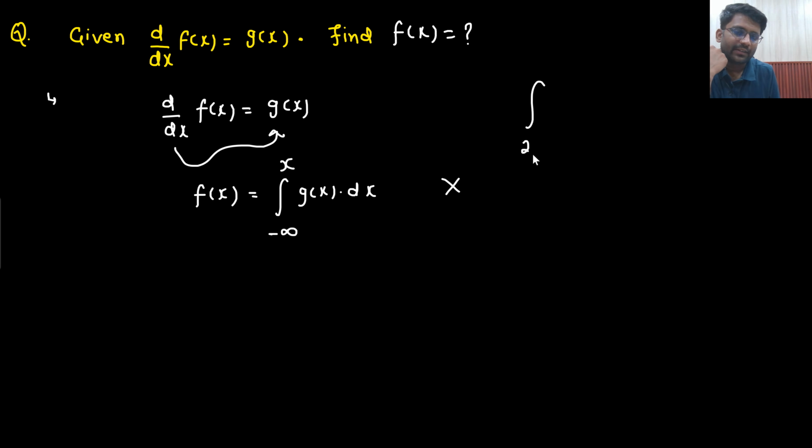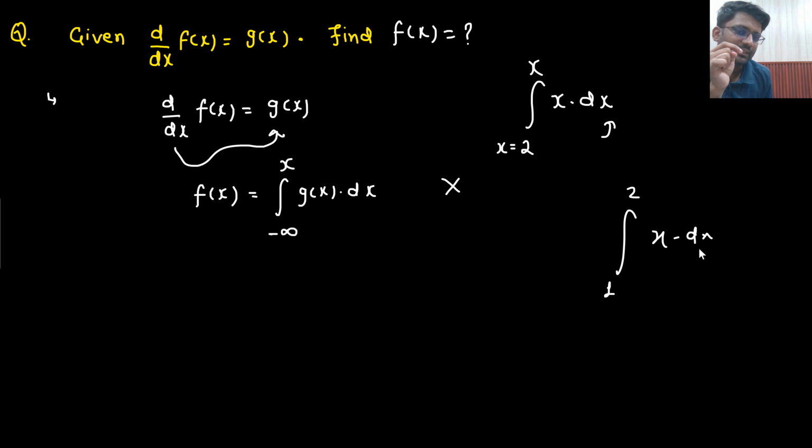If I am solving this integration from 2 to x of x dx, does it make sense? Basically, you are integrating with respect to x, and you are putting the limit of x only. Like basically, if I say integral of x square dx from 1 to 2, what does that mean? That means, sir, you need to integrate x square with respect to x, and then you put the limit of x going from 1 to 2. So similarly, you need to integrate x square with respect to x. The limit of x is going from x equals 2 to x equals x. Does this make any sense?